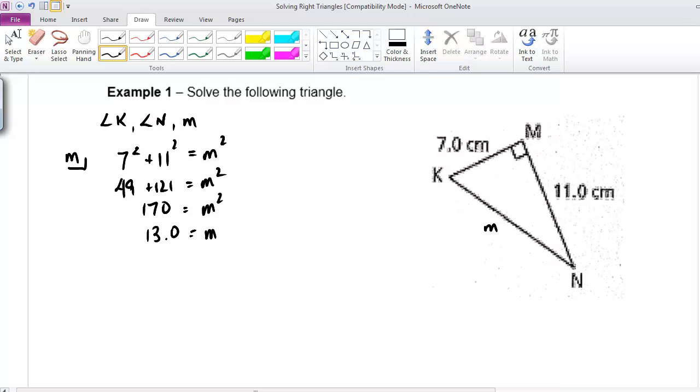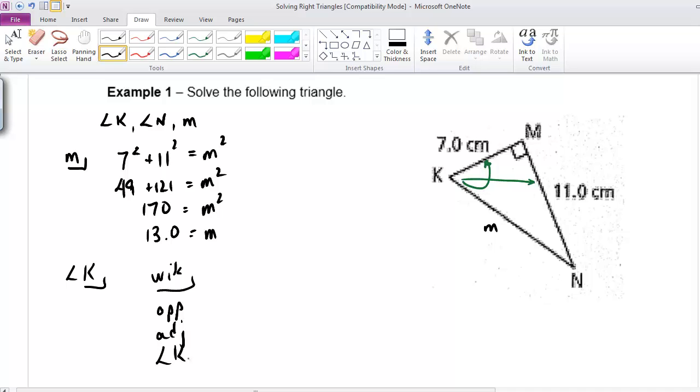Now, in order to find an angle, I cannot use Pythagorean theorem. And which angle I find first doesn't matter. So I'm going to find angle K first. If I look at angle K, I ask myself, what information do I have relative to angle K? And it's given information. Well, what I know is the side opposite angle K, that's 11. And I know the side adjacent to angle K, that is 7. And I want to know angle K.